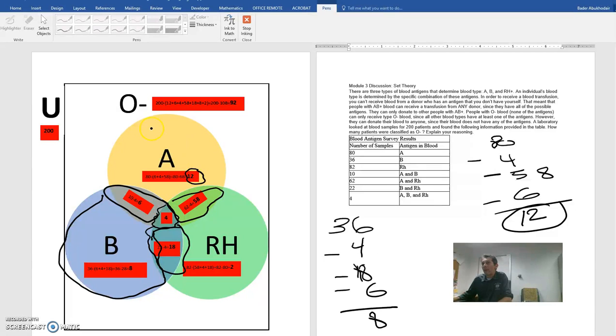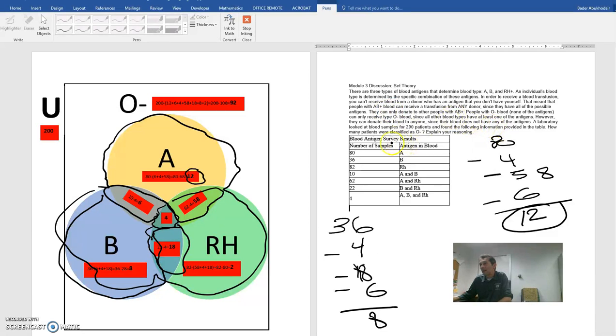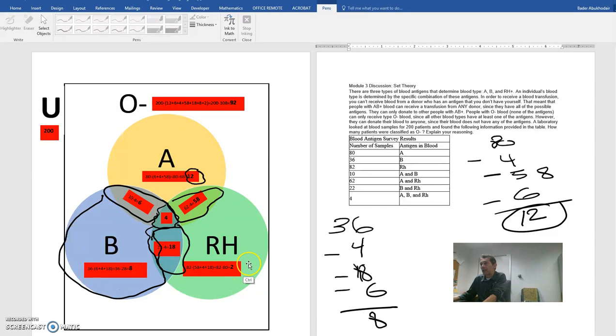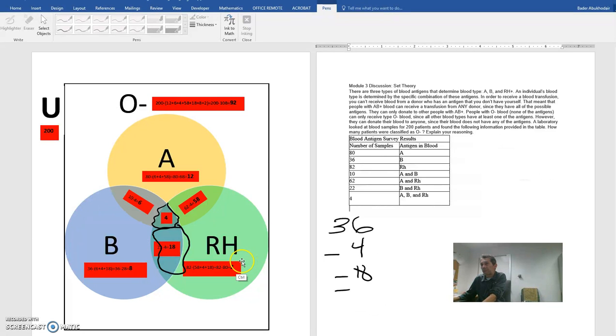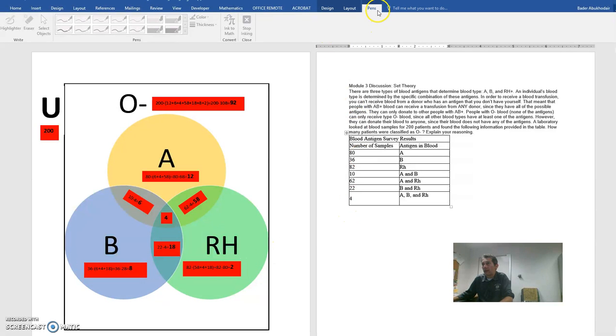Okay, now remember all the people inside A, B, and RH have to add up to 200, because he's saying that he got 200 patients. So he says in the question you have 200 patients. Let's double check by adding the bold numbers here. If I add just the whole bold numbers, we should end up with 200. We really should end up with the 200.